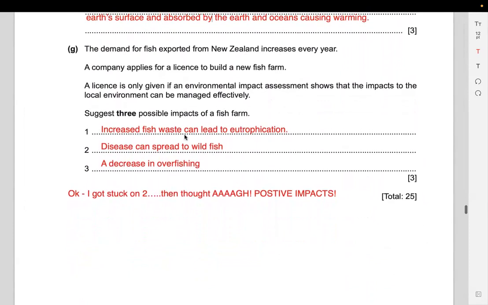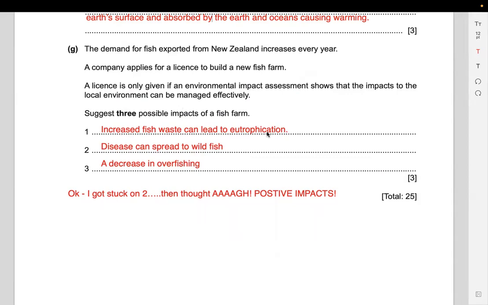Right, this one, 3 impacts of a fish farm. It's talking about having an EIA to show the impacts. Now, I did 2, increased fish waste causing eutrophication. Yeah, obviously. Got more fish farms, got more fish poo going out into the sea. Fish poo, what's it do? It's fertilizer, isn't it? So it's going to cause eutrophication, more algae, whatever. Diseases can spread to wild fish.